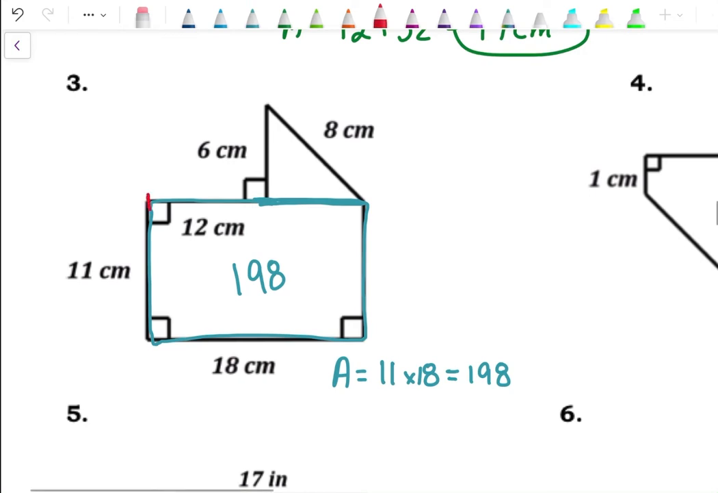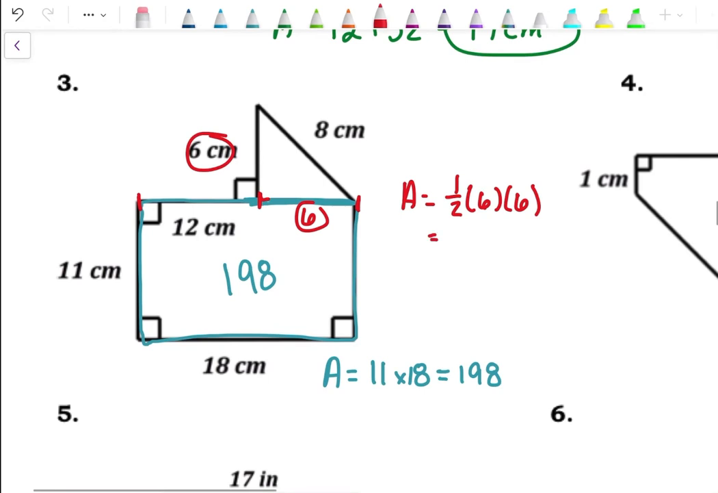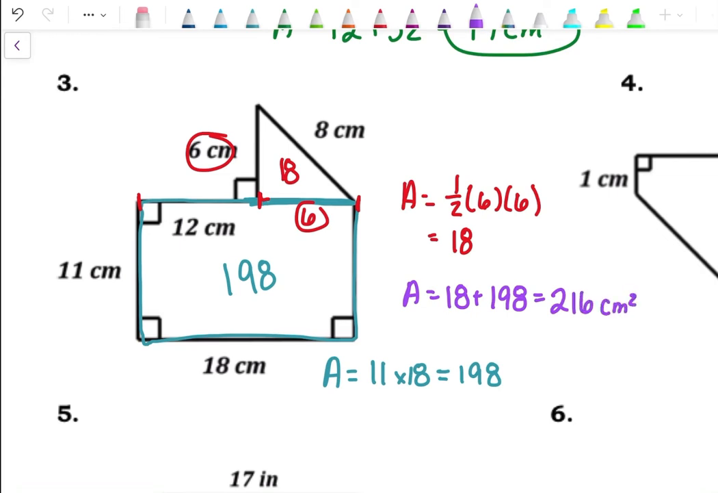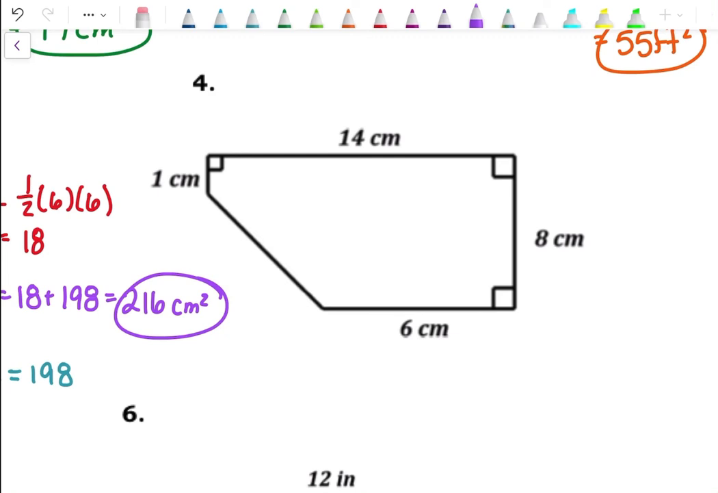Now at the top, I see that this part is 12, which means this other part between the triangle and the 12 part is going to be 6, because 12 plus 6 is 18. So to find the area of my triangle, I'm going to do 1/2 base times height. So it's 1/2 times 6 times 6. Base is 6, height is 6, which comes out to 18. So this triangle has an area of 18. So adding those together for the total area, that's 18 plus 198, which comes out to 216 total. So 216 centimeters squared.